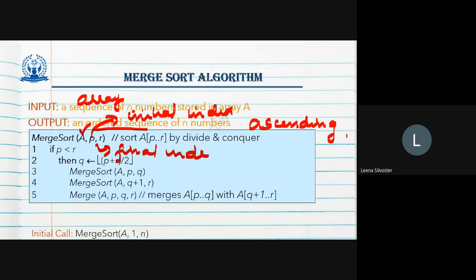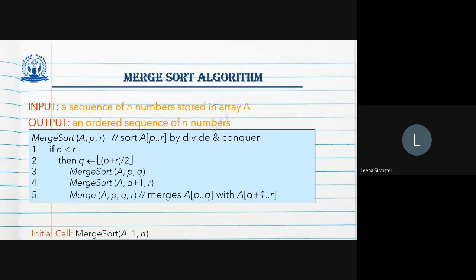So first of all, we have to divide the list into 2. In order to find the midpoint, we can use this formula: Q assigns P plus R by 2. So you will get the midpoint. Before that, we have to check P less than R. Then only we can do the merge sort. P must be less than R.